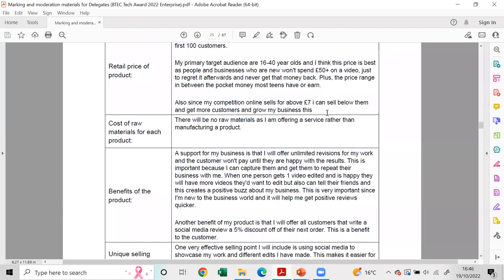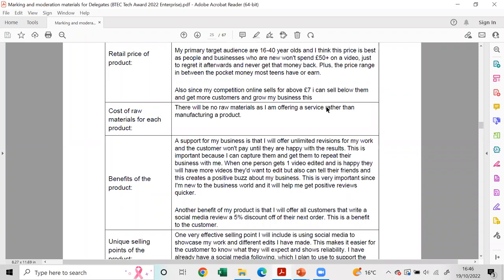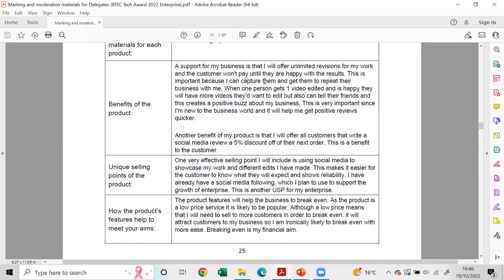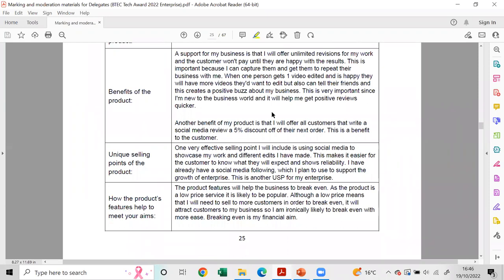They've said their competition online sells for above 7. At the moment, we don't have a lot of support here that shows that, but we'll carry on and see if it's further on. What their raw materials will cost, they've said they have no raw materials, but again, we'll come on to that when we look at their resources. What the benefits of their product are and why they think that.